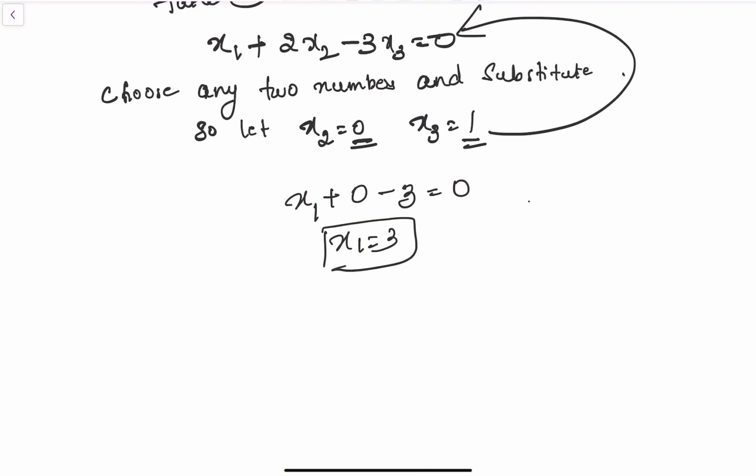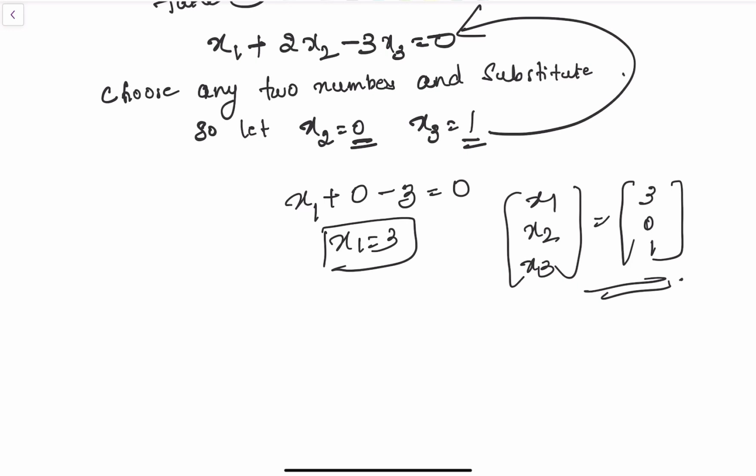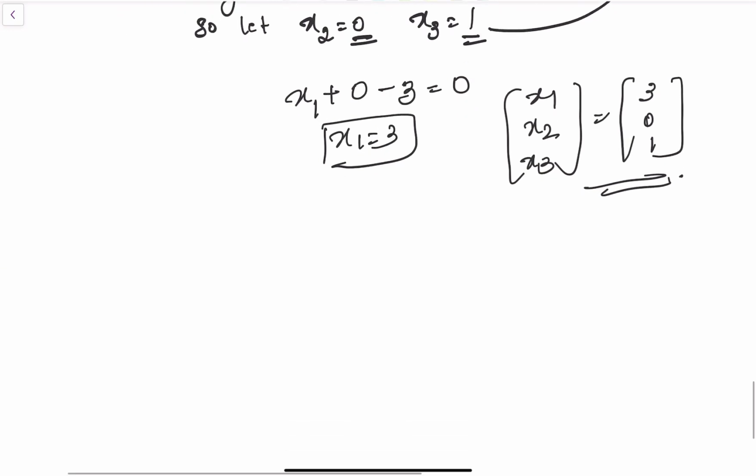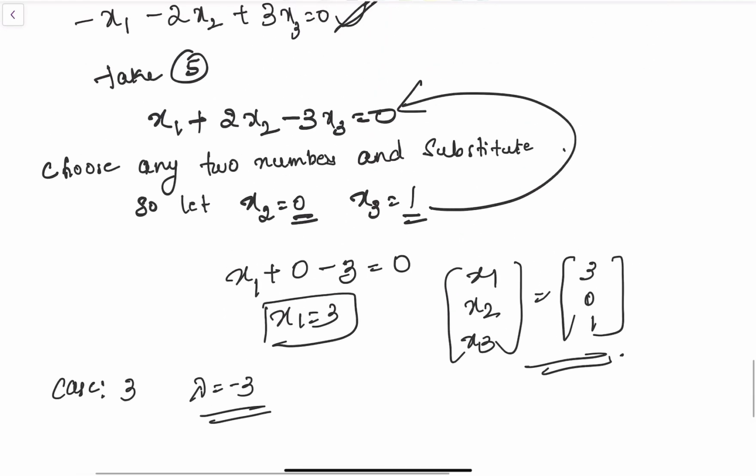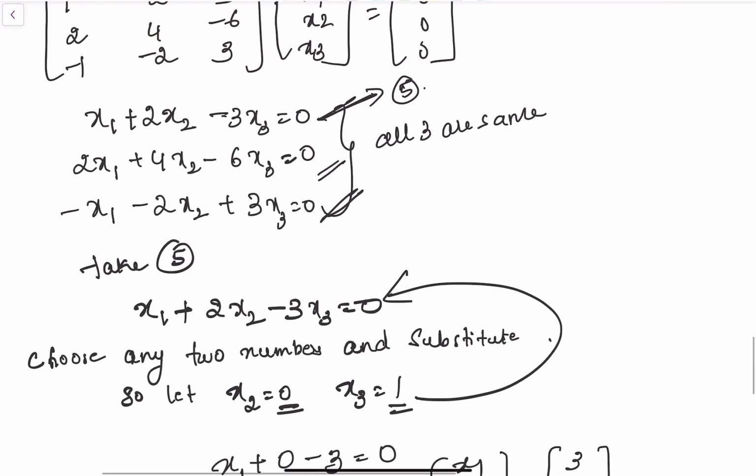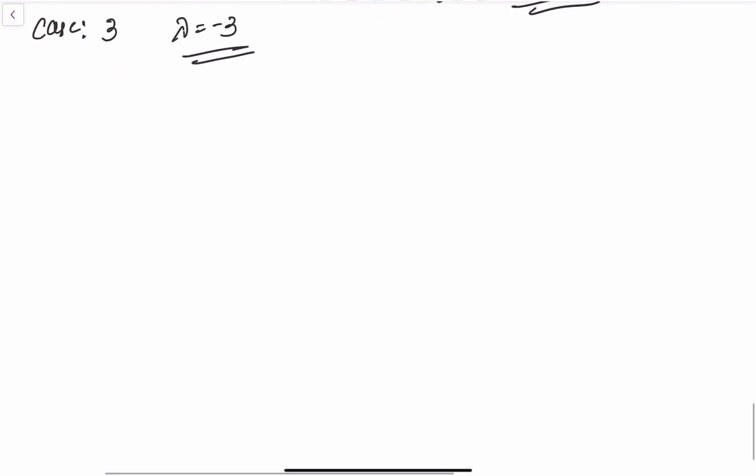So what happens now, since we have already chosen the values, we are taking the values as similar. Okay, so this will be your second eigenvector. So whatever you have chosen, x1 will be 3, x2 will be 0 and x3 will be 1. So now case 3 is the eigenvalue for lambda is equal to minus 3 again. So I need not write the equation, but I will reuse the fifth equation here. So now what you have to do is, let me write the equation first.